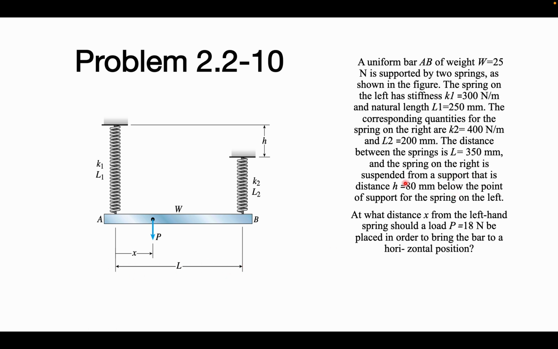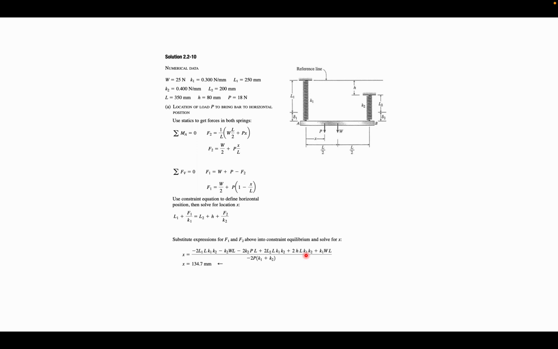And the spring on the right is suspended from a support that is a distance H equal to 80 mm below the point of support for the spring on the left. Hence the value of H, as we can see, the difference between the length of the two springs, is given as 80 mm. And now the question has asked us at what distance X from the left-hand spring should a load P, which is equal to 18 Newton, be placed in order to bring the bar to a horizontal position. Now let's look into the solution.